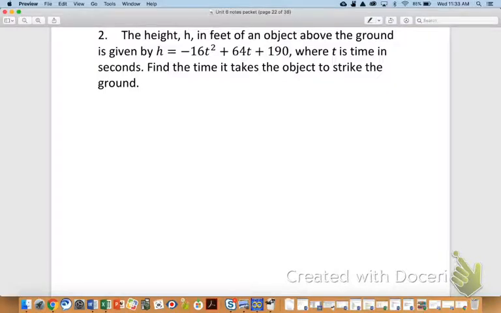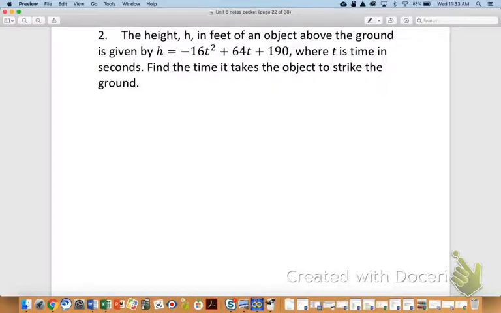If I told you we're trying to find the time that it takes for the object to strike the ground, what would be the height of the ball? Listen, please, this is a key question. If you don't understand this question, you're going to struggle with these. If you understand this question, it's going to be easier. What's the height of the ball when it hits the ground? 0. It's on the ground, right? The height above the ground when the ball is on the ground, well, the height would be 0.